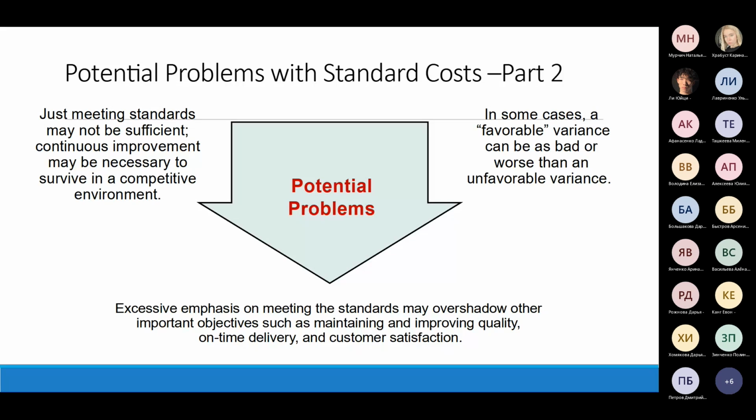And the last potential problem that could be met using standard costing: excessive emphasis on meeting the standards may overshadow other important objectives such as maintaining and improving quality, on-time delivery, and customer satisfaction. For example, if we standardize everything, we may lose those important indicators. The achievement of the standard cost would be more preferable than customer satisfaction, and finally, our customers will lose interest in our products.